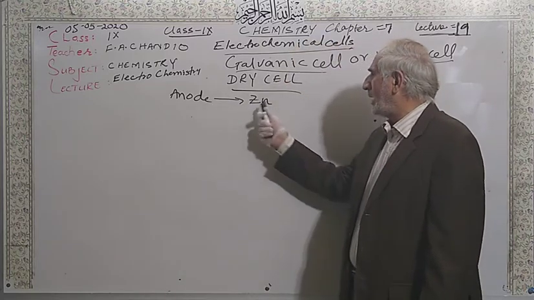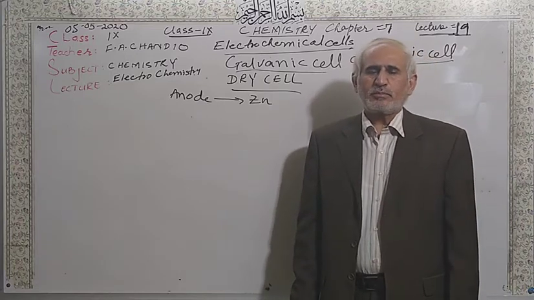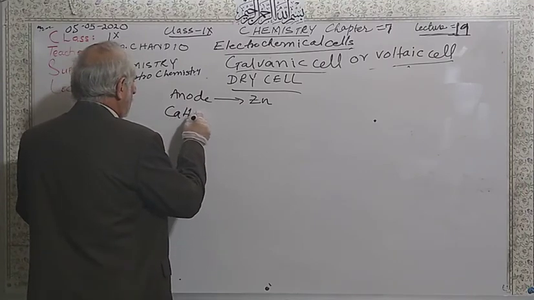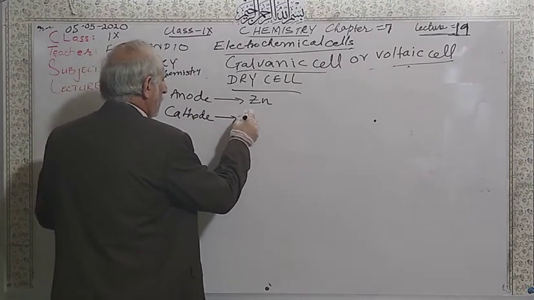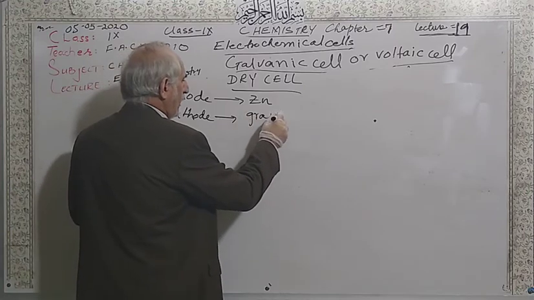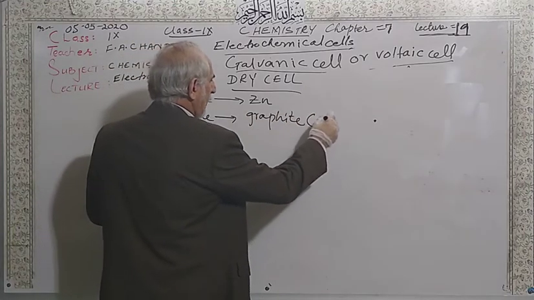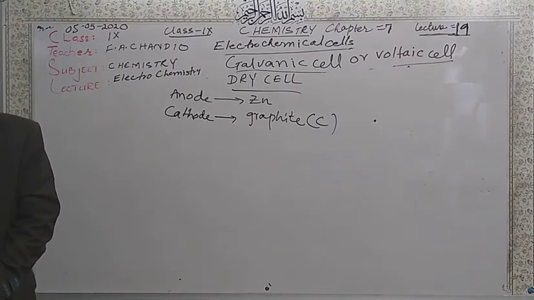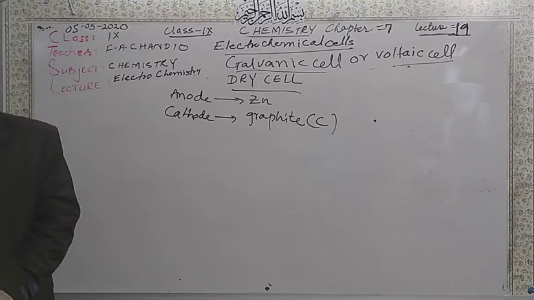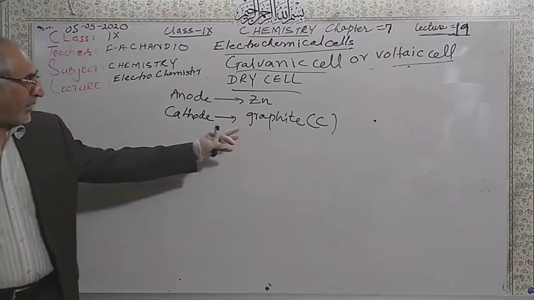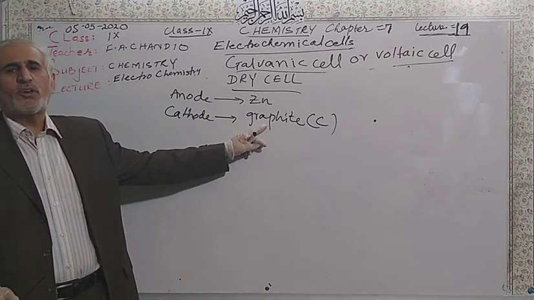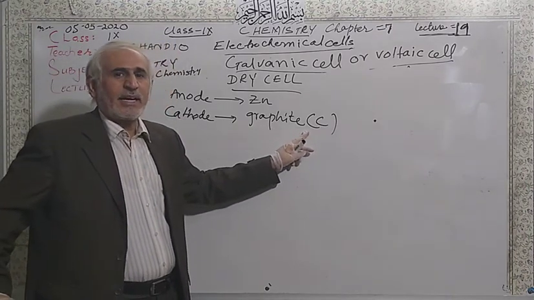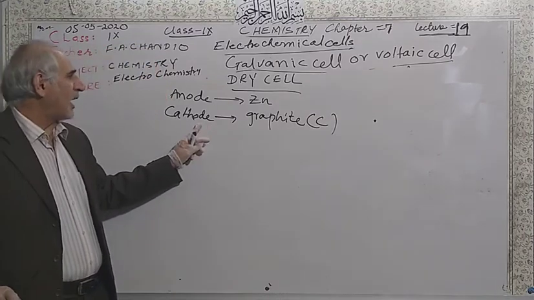So the anode is zinc and the cathode is graphite. Graphite is an allotropic form of carbon. This is the carbon. So in the dry cell, the zinc metal container acts as an anode and inert graphite acts as a cathode. Inert means does not react. This graphite does not react.